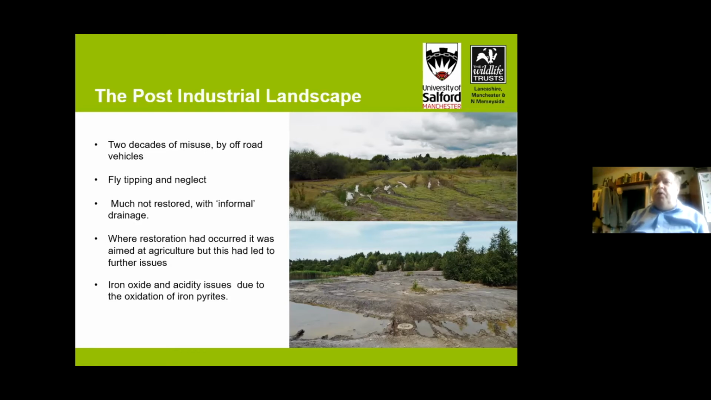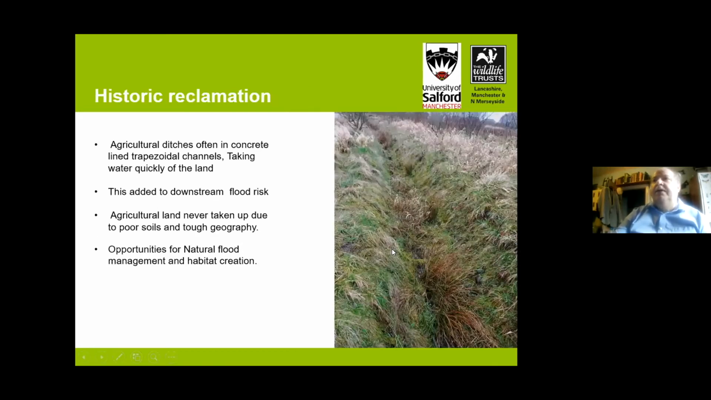But where it was drained, the water was passing down trapezoidal channels and leaving the site really quickly. So it was all very problematic. So there we have one of the agricultural drains. Water falling in that location would go down this system. Much of the system was concrete lined so that the water went off the site as quickly as possible.